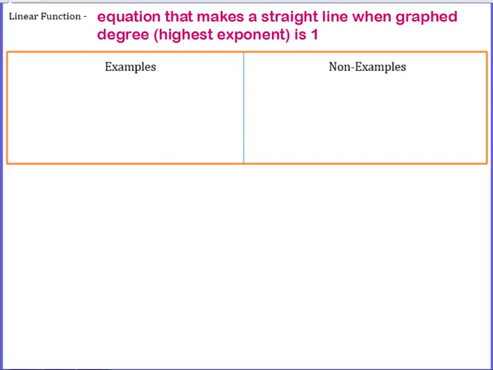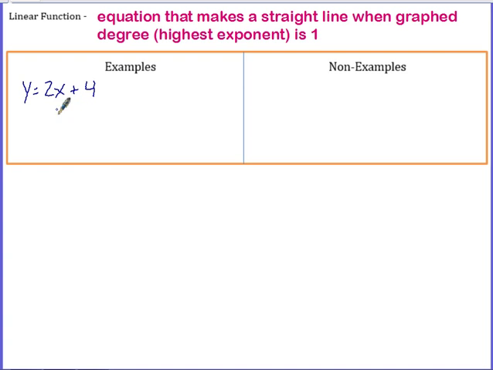3.1 is on linear functions. So first we need a definition of a linear function, and it's an equation that makes a straight line when graphed. Right, and in looking at the equation, I know that it's going to make a straight line if the degree, which means the highest exponent, is 1. So an example would be like y equals 2x plus 4.